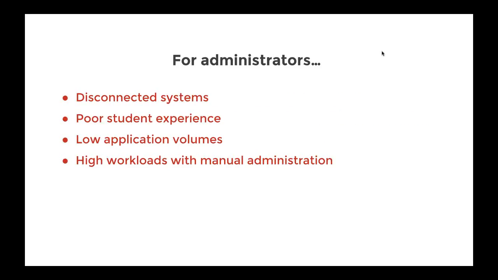The issue at the student level trickles down to issues at the administrative level. Disconnected systems mean that administrators have to go between these different systems, which results in a lot of redundancies and eats up a lot of their time. The effect of this is that the student experience is hurt as they sit around waiting to hear back about their application status, and this in turn affects the application volume.